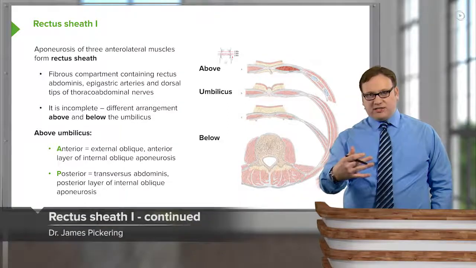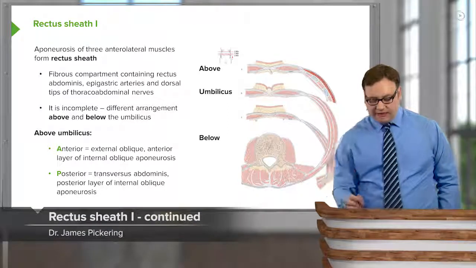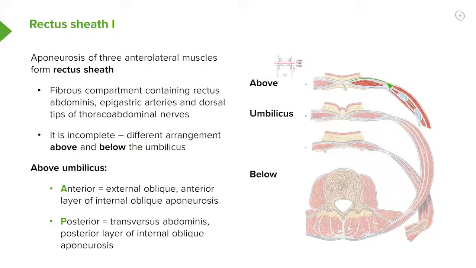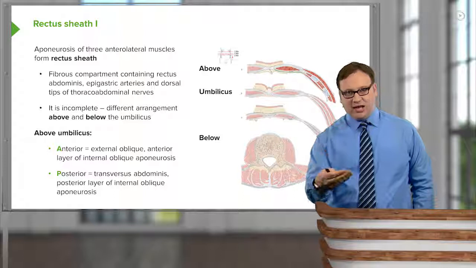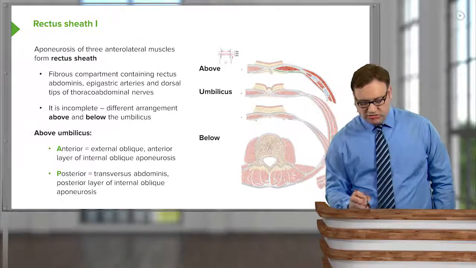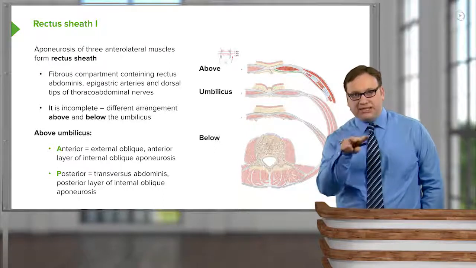So anteriorly to the rectus abdominis muscle, we have the aponeurosis of external oblique, and posterior to rectus abdominis, we have the aponeurosis of transverse abdominis. So what happens to internal oblique? Well, the internal oblique muscle, as it approaches rectus abdominis, splits into two.